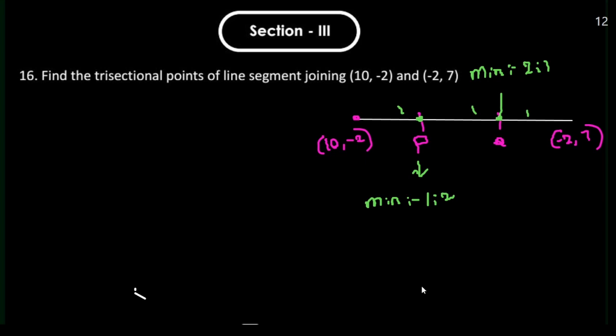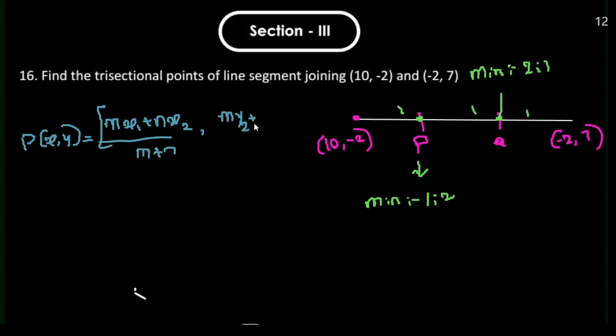So there is a formula to find this trisection. First, we'll find the P value. P of x comma y is equal to, so it is in the ratio of m and n, right? So it is (m x2 plus n x1) by (m plus n). This is the x term, and then the other one is (m y2 plus n y1) by (m plus n). So this is the formula.